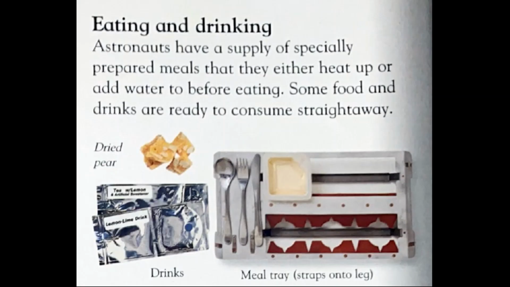Eating and drinking. Astronauts have a supply of specially prepared meals that they either heat up or add water to before eating. Some food and drinks are ready to consume straight away. So you have things like dried pear, we've got drinks, and we have a meal tray that straps onto legs.